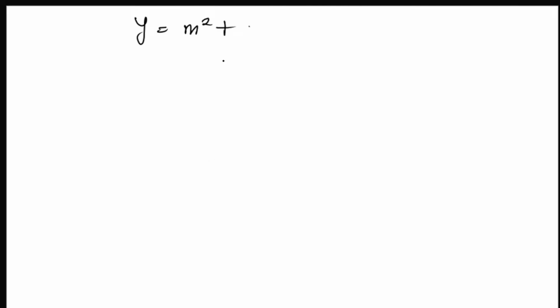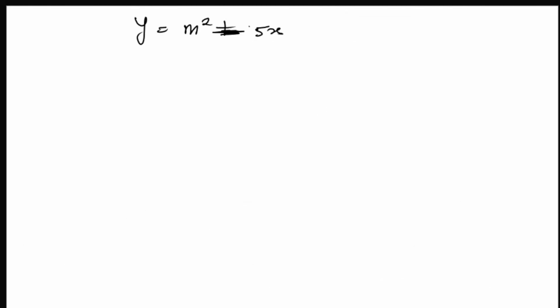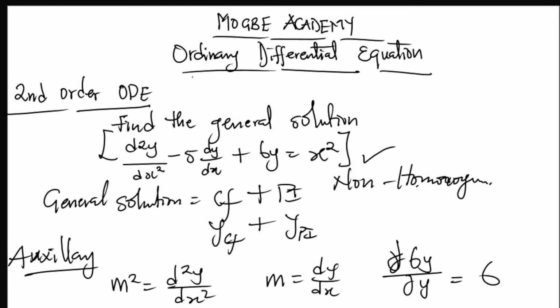So take down the correction. Here will simply be minus 5x. Is it 5x? You simply have 5m, not x. Remember, your dy over dx is equal to m. So what you have here will simply be 5m, right? And that will be plus 6. So you have plus 6 here. So this is your auxiliary equation.